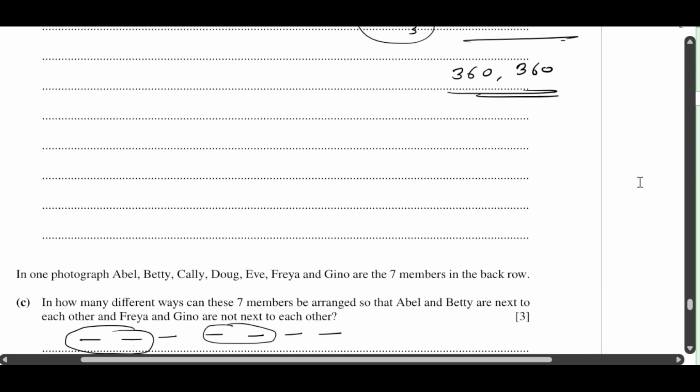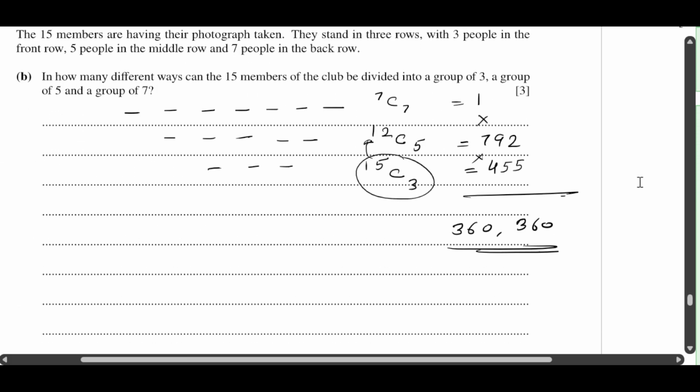Okay. So this is how we can arrange them, right?